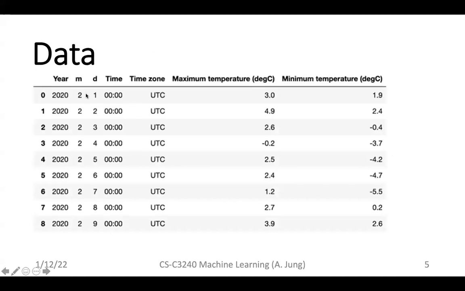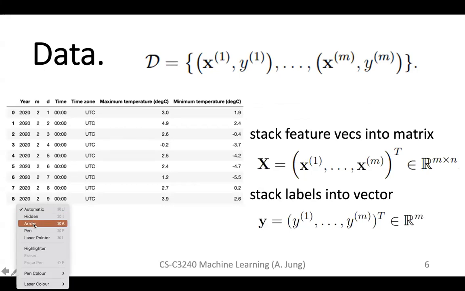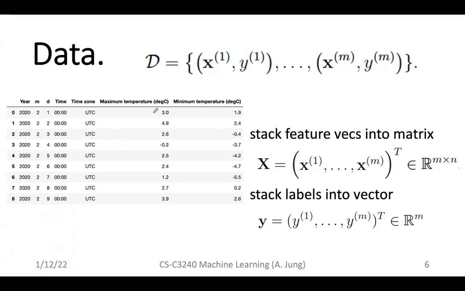As an example, we could have data points being days. Here one day, the 1st of February 2020, another data point would be the 2nd of February 2020, and each data point has several features and a label. We could choose, for example, as feature the minimum temperature and as label the maximum temperature. We might stack them into a feature matrix. This is just to make you familiar with this notation, how to map these data sets into matrices and vectors.